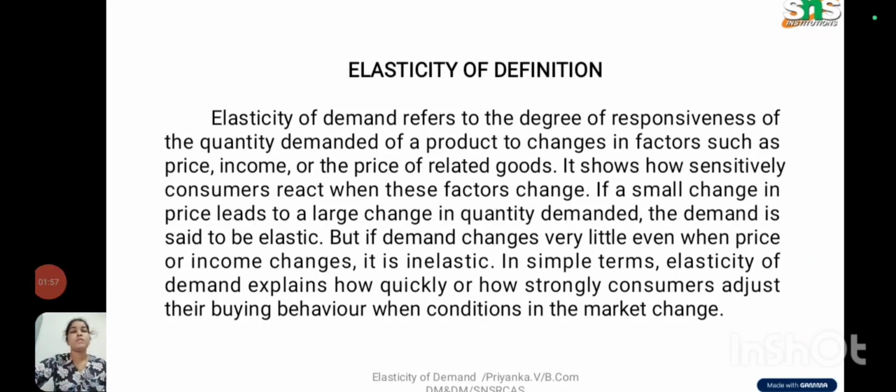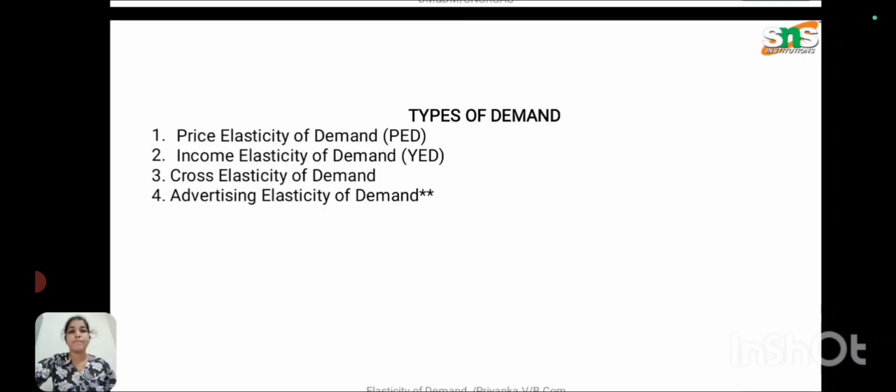There are some types of elasticity of demand. The first one is the price elasticity of demand, that is PED. The next one is the income elasticity of demand, that is YED. The next is cross elasticity of demand, that is CED. The last one will be the advertising elasticity of demand, that is AED. Now we will see one by one.